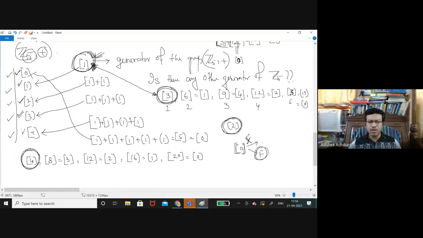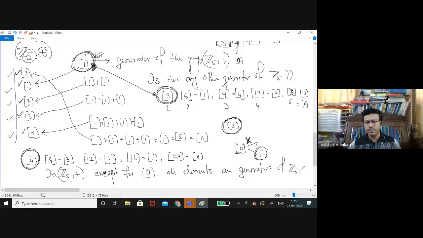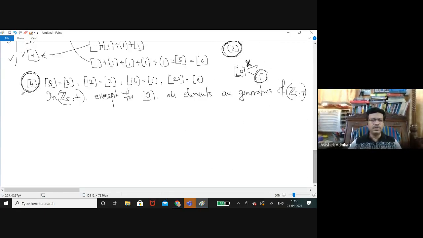So what is your idea then? In Z5, except for 0, all elements are generators of Z5 plus. Is it clear to all of you? Okay. Then let's try with another group. For example, let's try with Z6 plus.